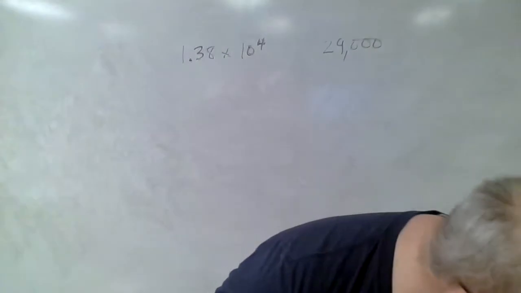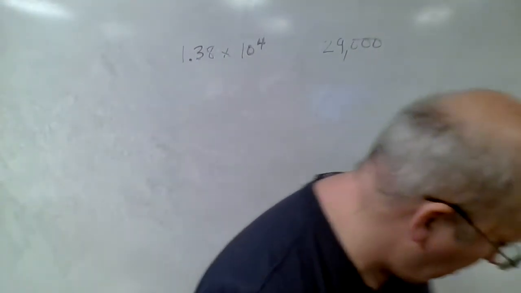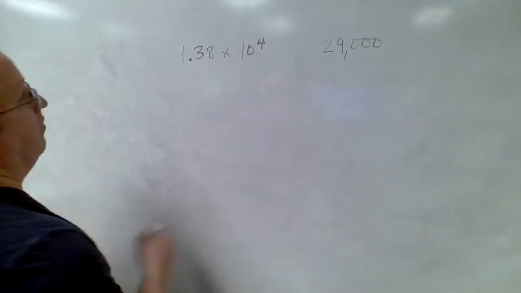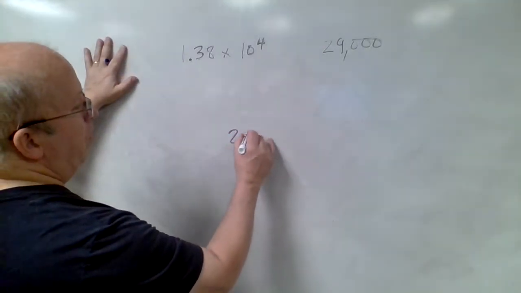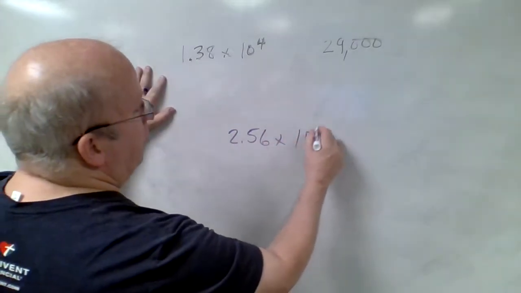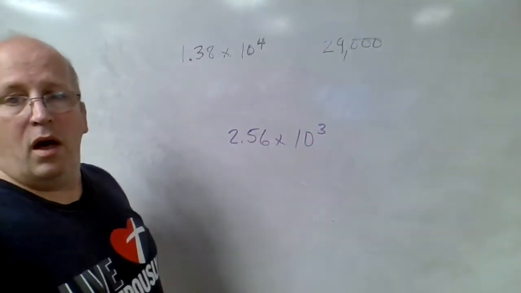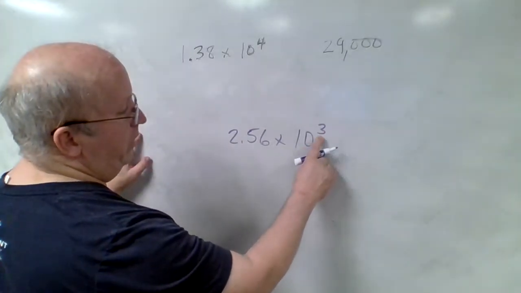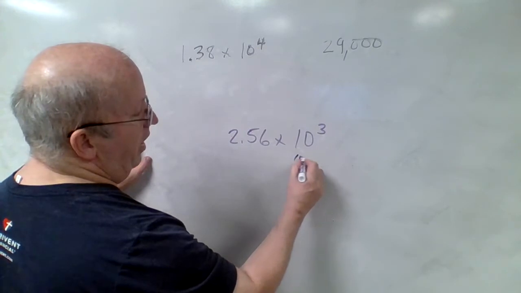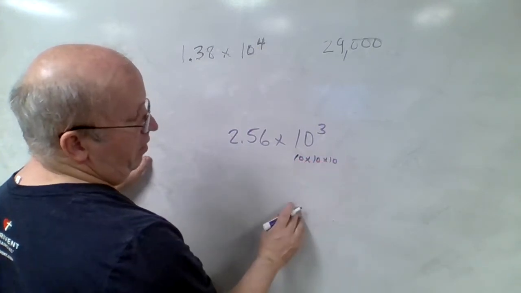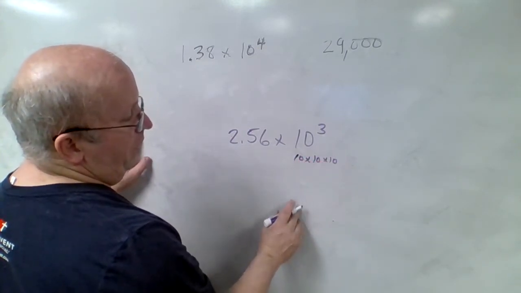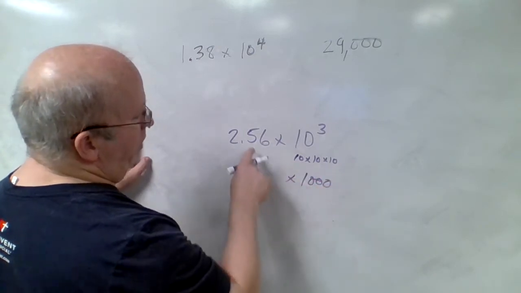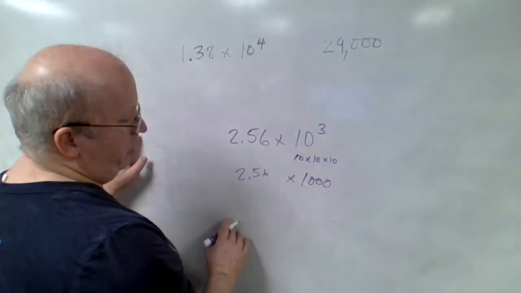Well, do you remember how to change scientific notation back into standard form? Let me show you an example of that. What if it said 2.56 times 10 to the 3rd? How do we change that? Well, this 3 means that the 10 is really 10 times 10 times 10. And what is 10 times 10 times 10? Isn't it 1,000?